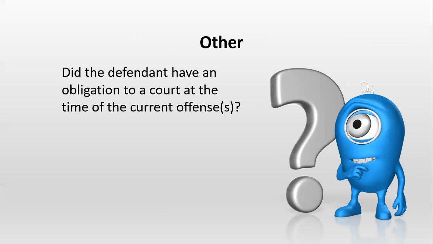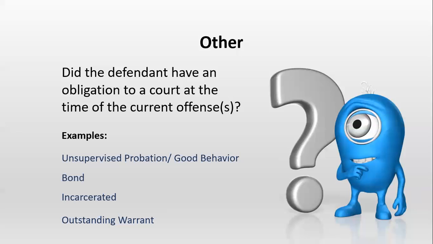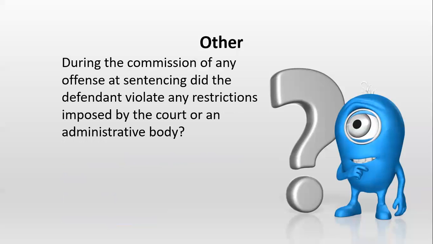Points are assigned for other under the legal restraint factor if the defendant had an obligation to a court at the time of the current offense. For example, if they were on unsupervised probation or good behavior, bond, incarcerated, or had an outstanding warrant, whether the defendant was aware of the warrant or not.